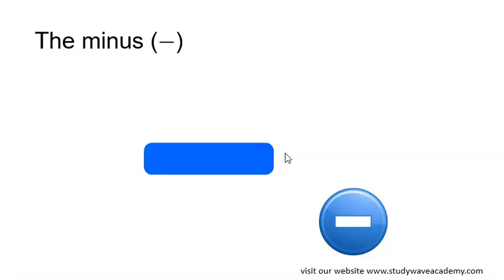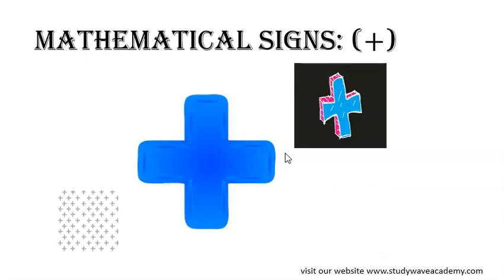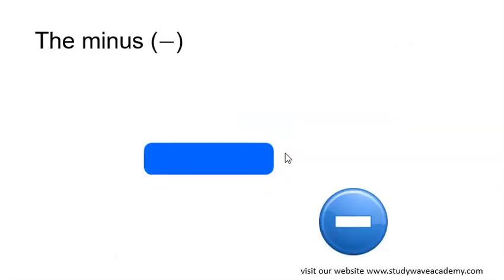Did we get that? We did, right? Good. So we have the plus sign and it's for adding together. And the minus sign is for take away. It's for what? Take away. Okay?